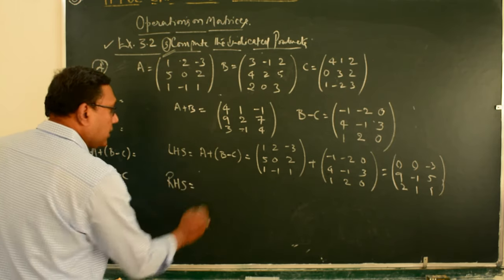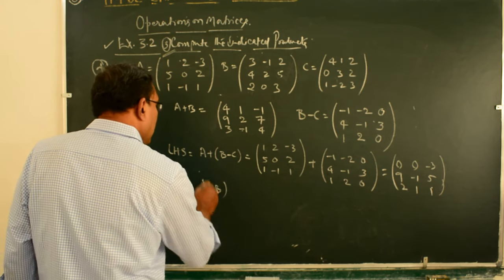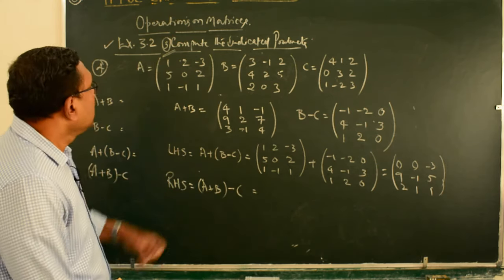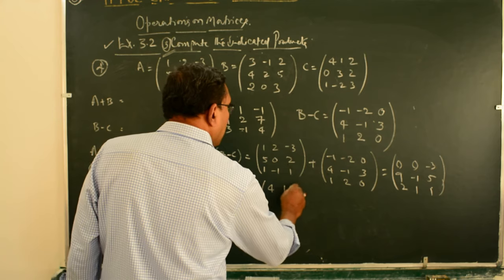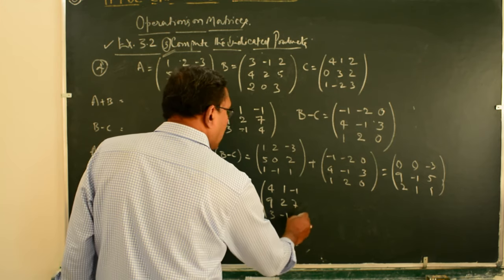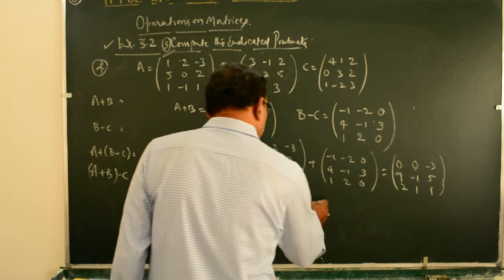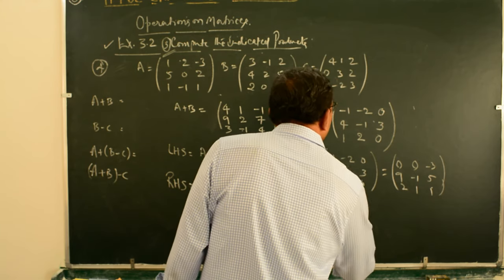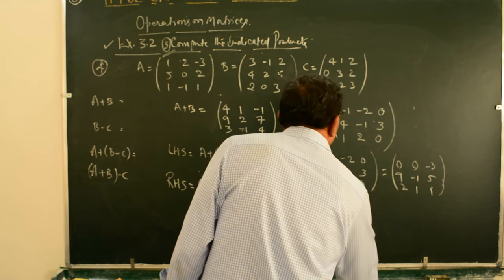RHS, because we need to get the same answer, which is A plus B should be subtracted with C. So A plus B is here. I will write it down: [4, 1, -1; 9, 2, 7; 3, -1, 4], right? A plus B should be subtracted with C, which is [4, 1, 2; 0, 3, 2; 1, -2, 3].